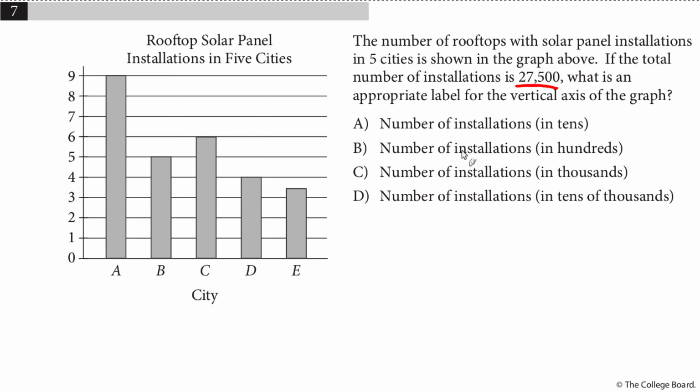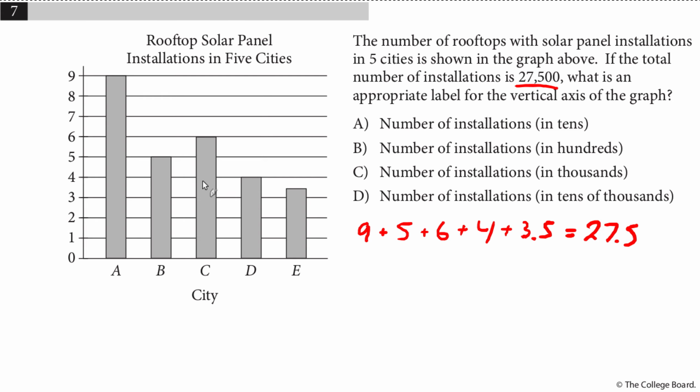So we know it's the number of installations. And I'll do it this way first. I'll show you a better way in a sec. So basically, if I just take these bars as I have them, I have 9, I have 5, I have 6, I have 4, and I have what looks to be 3.5, close enough to 3.5 for me. And I could do this in my head. I could do this with a calculator. This is a calculator test. 9 plus 5 is 14, plus 6 is 20, 24, 27.5. So this gave me a total of 27.5. I want 27.5 thousand, so that's what I get there.